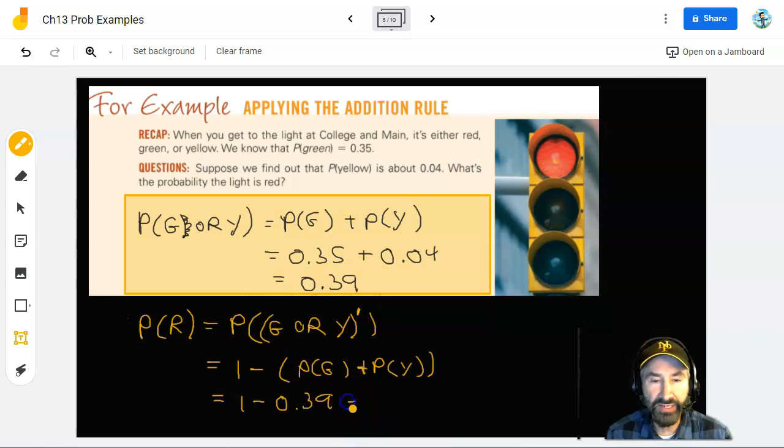In this case, the probability that the light would be red is whatever 1 minus 0.39 is. I think that's 0.4 something. The opposite of that would be 0.6, so I think this is 0.61. I believe that is correct. There we go. And then we'll take a look at something else.